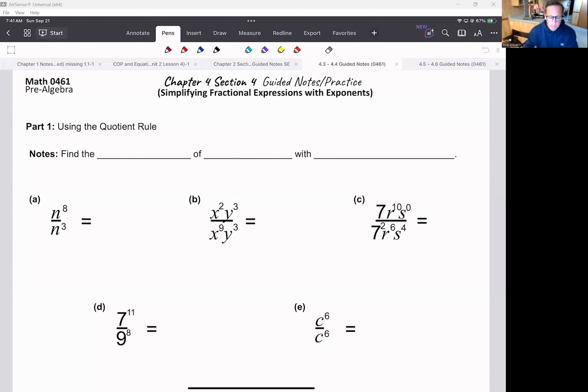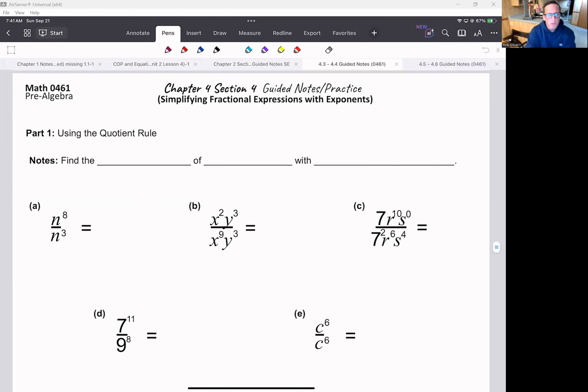Okay, let's go ahead and start chapter 4, section 4, which is covering a little bit more with exponents. We're talking about fractional expressions with exponents especially. All right, so part 1, using the quotient rule.